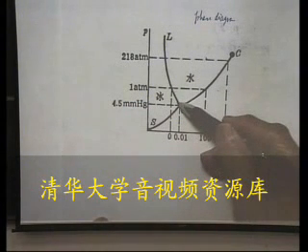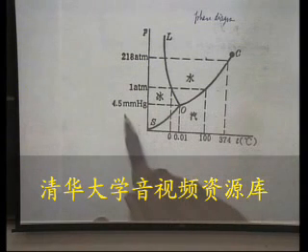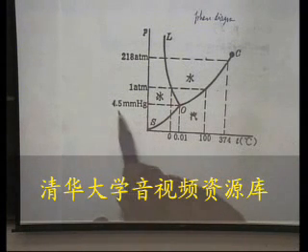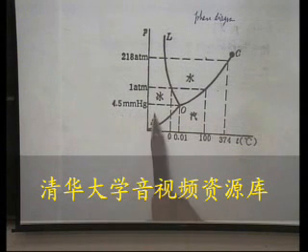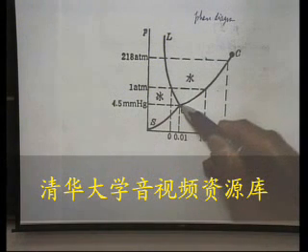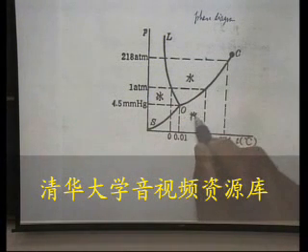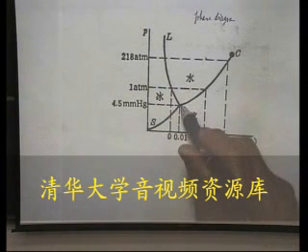And it begins to freeze at a higher temperature. Until you reach this point, it's 4.5 millimeter mercury. One atmosphere is 760 millimeter mercury. So this is a very low pressure. When it gets to a very low pressure, this is called a triple point, where gas, water, and solid all become one phase.